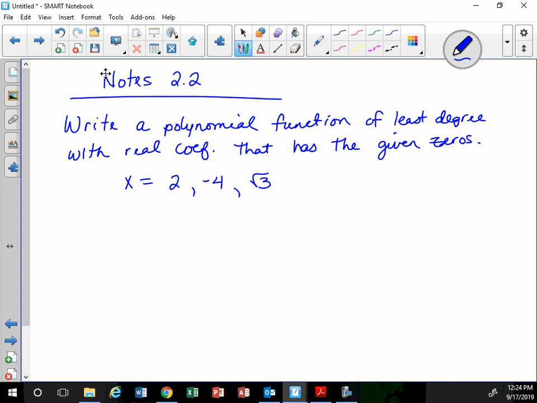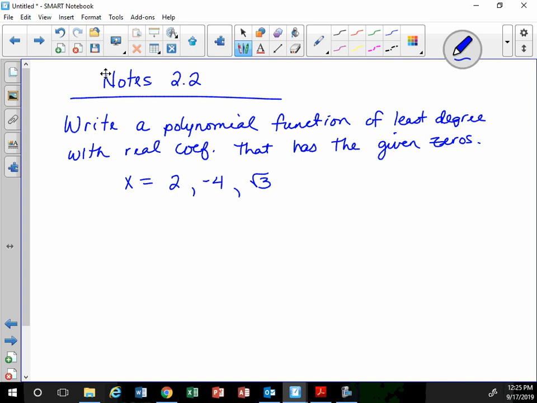Okay, so your directions here. Least degree, that just means the degree should match the number of zeros that you have. Real coefficients, you just can't have any imaginaries. If the directions said write it in standard form, that would mean multiply it out completely. Super rare that I'm going to make you do that, okay? Because it's very tedious, and you guys can multiply at this point. You might mess up a sign somewhere, but that's not what I'm testing you on. I'm testing on whether or not you understand what it means when I give you the zeros.